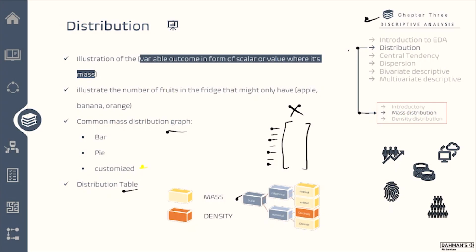That was the illustration on mass distribution when your scalar happens to be discrete, either categorical nominal, ordinal, or numerical discrete. Next, we will be looking at the density distribution when my scalar happens to be continuous.